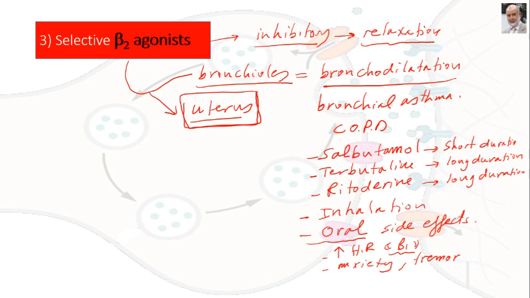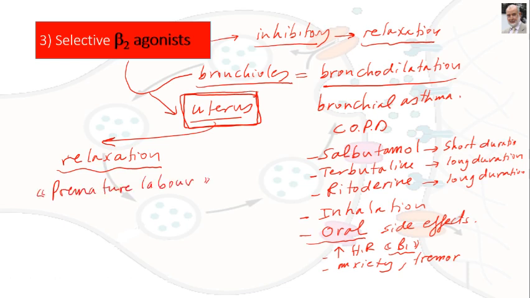Other important organ is the uterus, and as we know, beta-2 agonists in the uterus produce uterine relaxation, and this uterine relaxation has very important clinical application in treatment of what's known as premature labor. So they are used in premature labor, where pregnancy is terminated before term, and in this case they are used for a longer period of time, and they are taken orally.